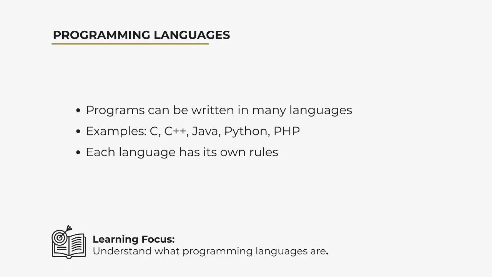Programming languages. Computers do not understand human language. Programming languages help humans communicate with computers. They act as a bridge. Some examples are C, C++, Java, Python, and PHP. Each language has rules. Each language has different uses.